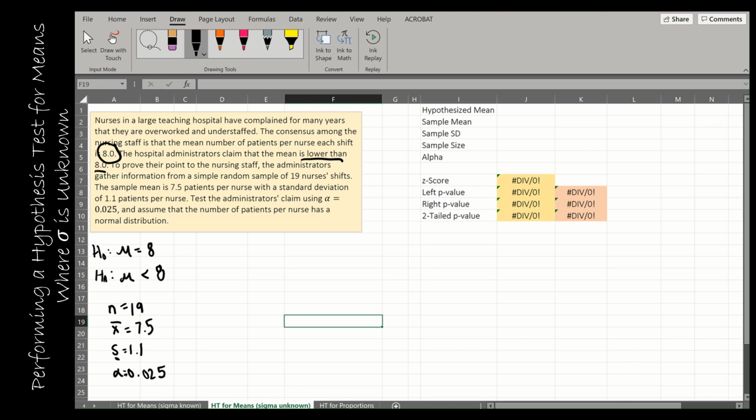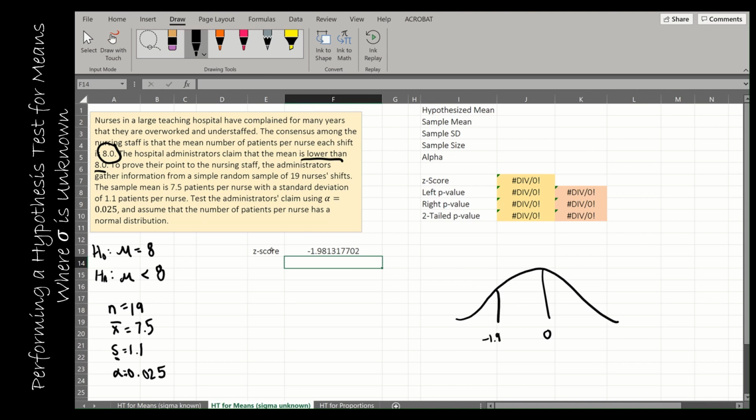So if we're doing this with a z-score, the observed value is 7.5, so x bar minus mu divided by the standard deviation, 1.1, divided by the square root of the sample size, which is 19. So that's my z-score, and that's a very low z-score. Even if you're not using a rejection region, you can still think about what you've just found. Negative 1.98 is over here.